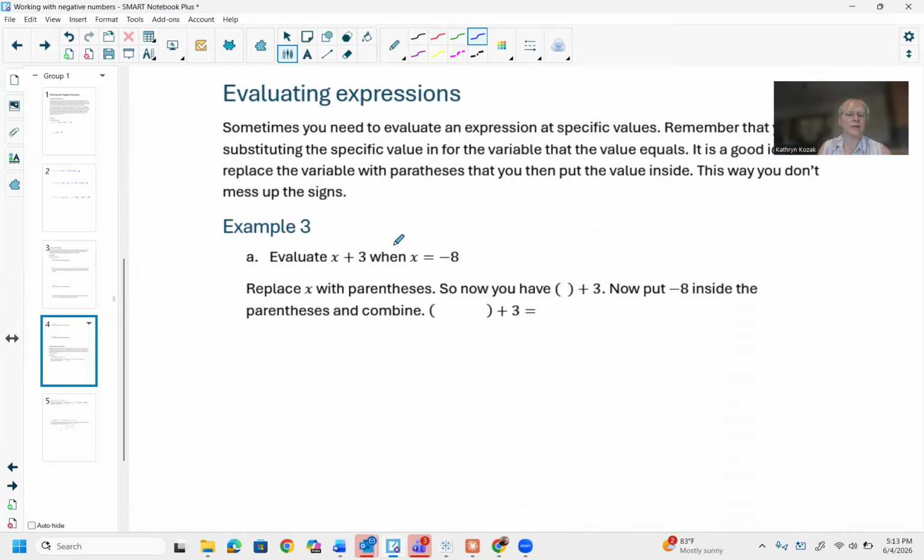So we're going to evaluate x plus 3 when x is equal to negative 8. First I'm going to replace the x with parentheses. So now you have parentheses plus 3. Now put negative 8 inside the parentheses. And then now you're going to combine. Negative 8 plus 3 is negative 5.